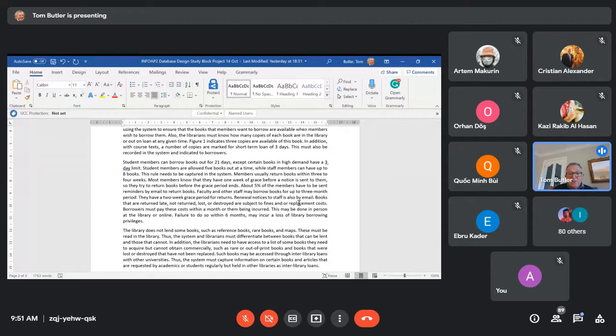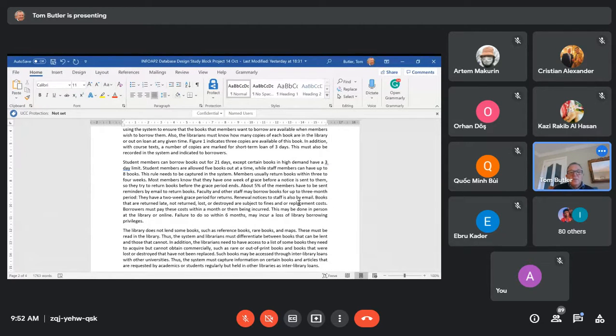So we have now the status of a book: returned late, not returned, lost or destroyed. That's the status of a book, and we need to mark that. And if a book is due by a particular date, okay, yeah, so that's another thing. And again, please note, and you need to write it down.